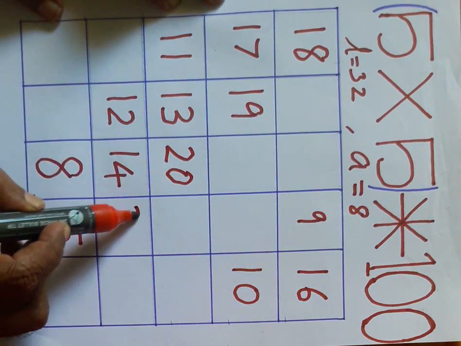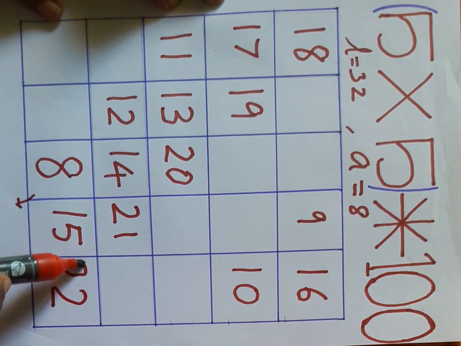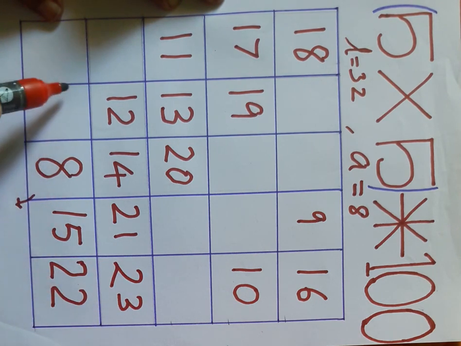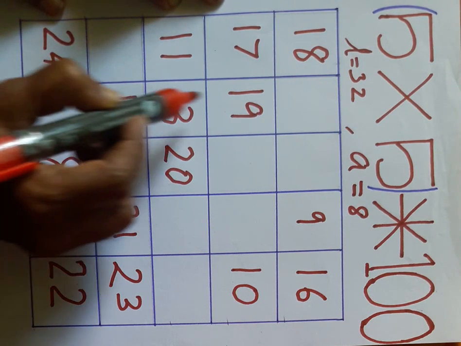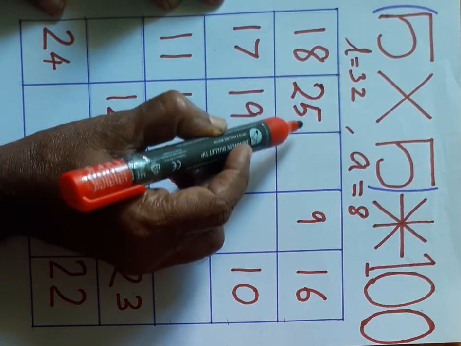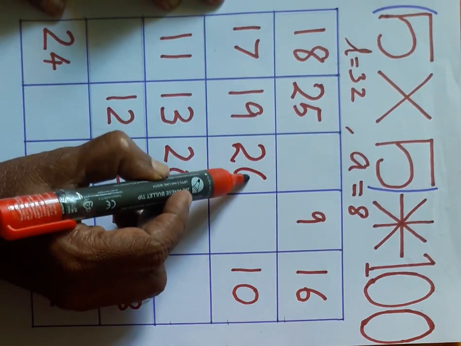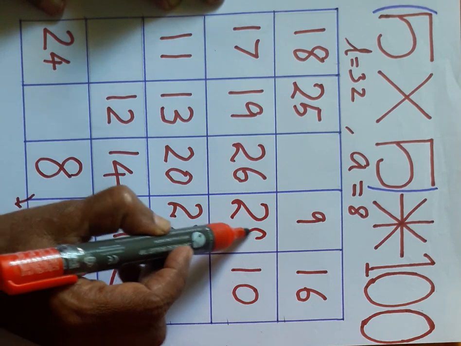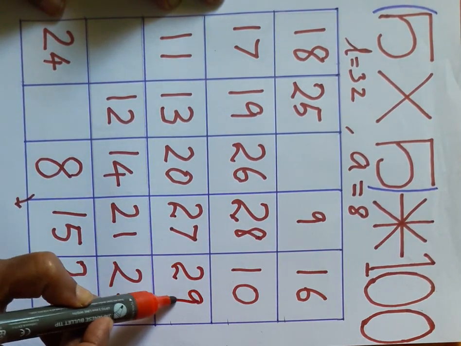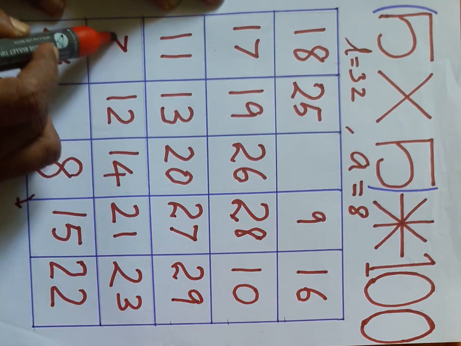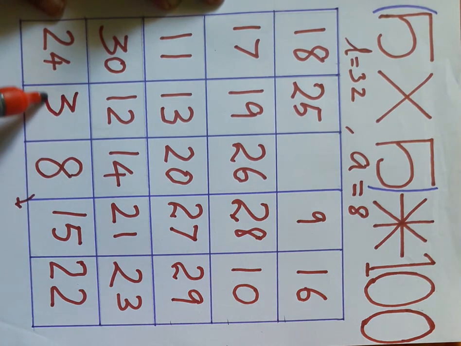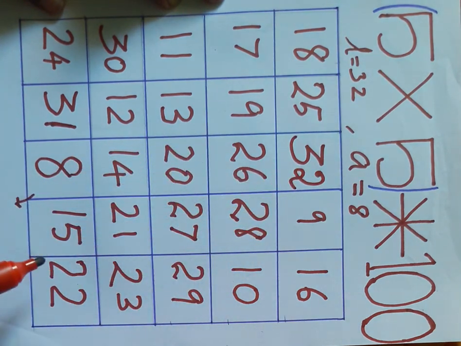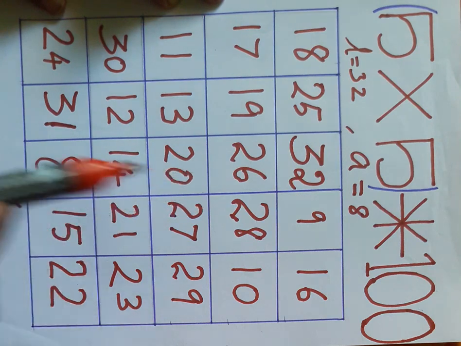20, 21, 22, 23, 24, 25, 26, 27, 28, 29, 30, 31, 32. In this way, I arranged the numbers 8 to 32 in this table.